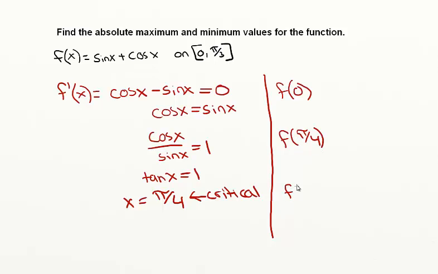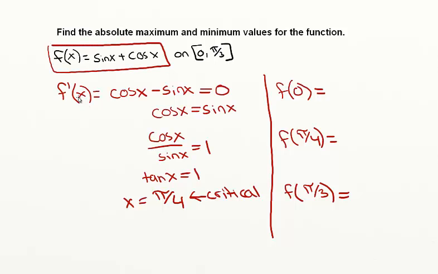So I'm writing those down here. So the endpoints are 0 and pi over 3. And notice we're going to plug those back into our original equation, f. Alright, we're not plugging them back into the derivative. We want to find what the actual value of the function is at these points.